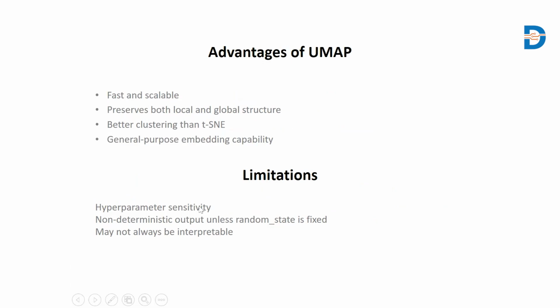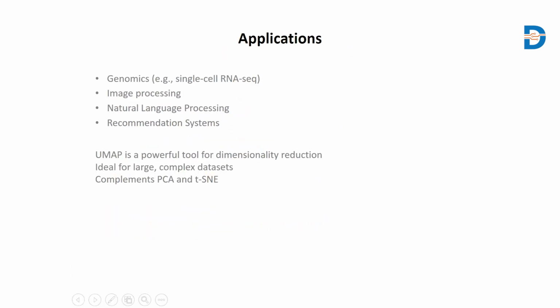There are some limitations. One main limitation is hyperparameter sensitivity, where we apply the minimum distance and n_neighbors. Then there is non-deterministic output unless the random state is fixed. If we do not fix the random state, then we cannot determine the output, and it may not always be interpretable. So these are some limitations.